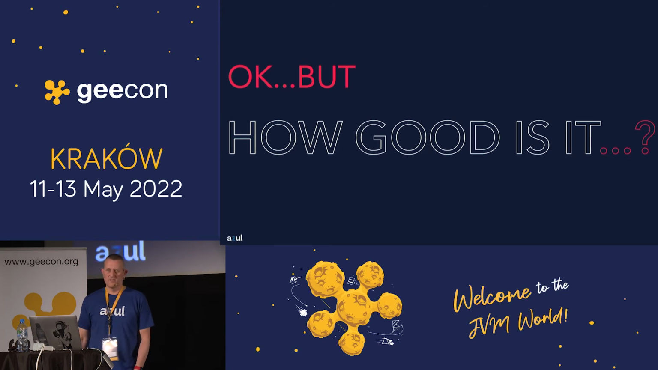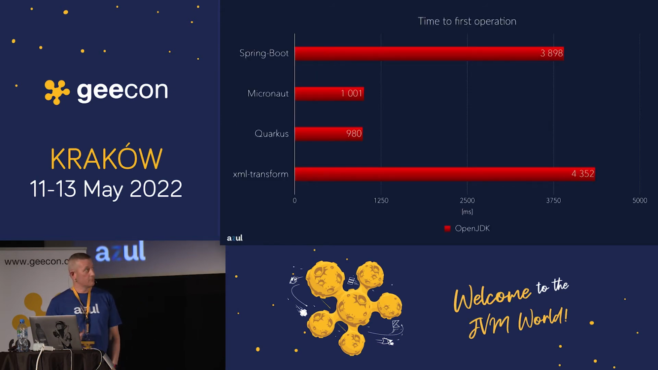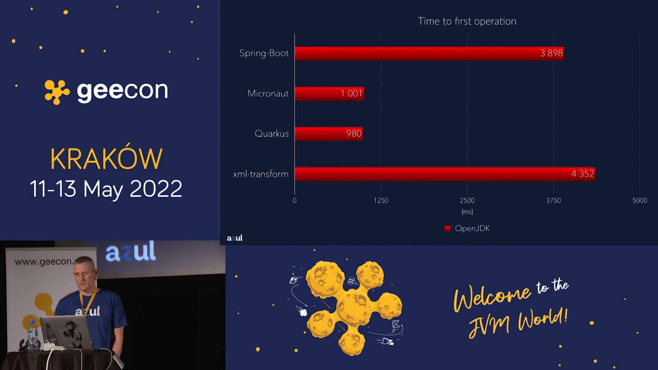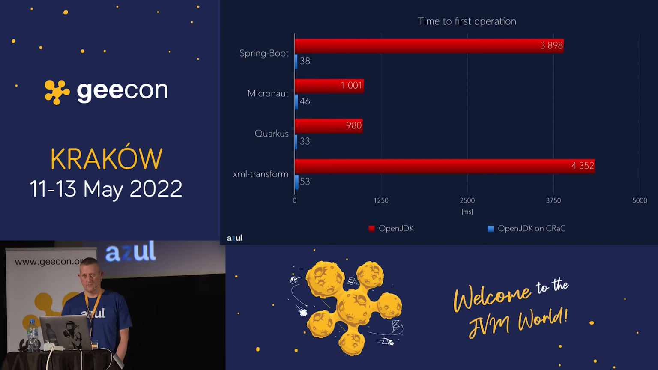But how good is it really? So our engineers made some tests. We took a Spring Boot application, a Micronaut application, Quarkus, and some XML transform stuff. And you see, these have been the startup times, so time to first operation. Spring Boot was around 4 seconds, Micronaut 1 second, Quarkus below a second, which is quite fast, and the XML transform 4.3 seconds. So if we run that on the OpenJDK using CRaC and restore it from the checkpoint, then these have been the numbers. And I think that's quite impressive. This is in the range of native image of Graal.